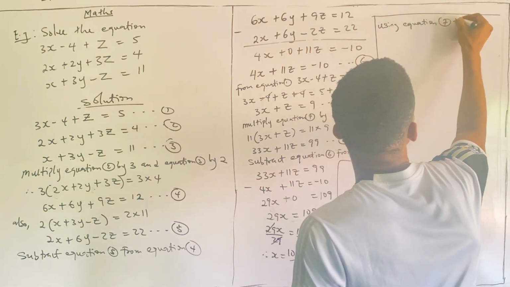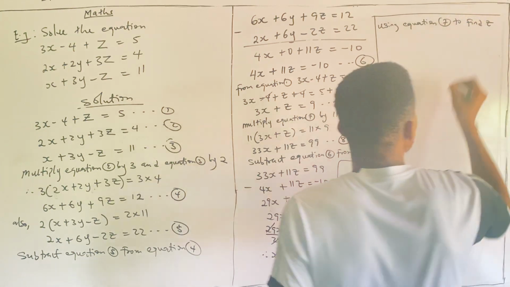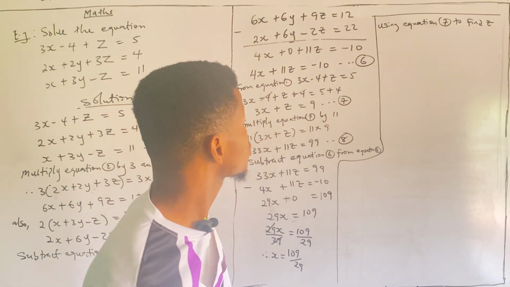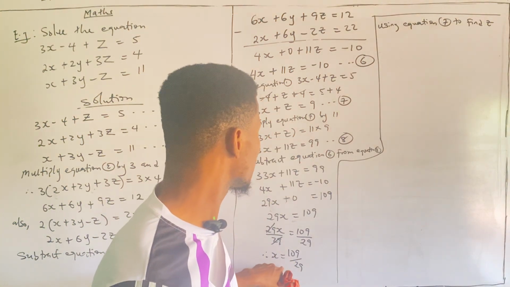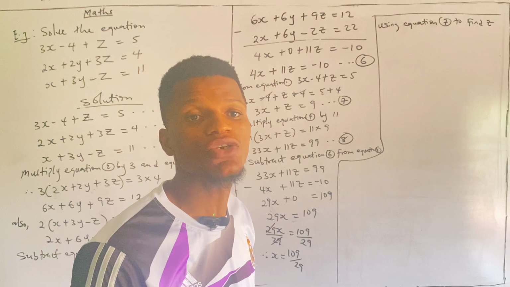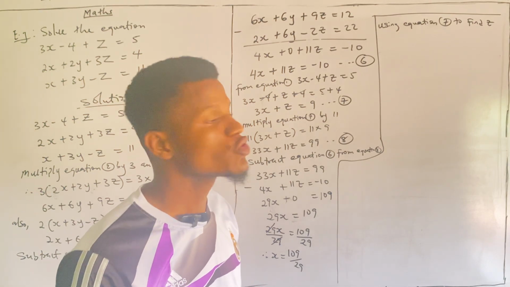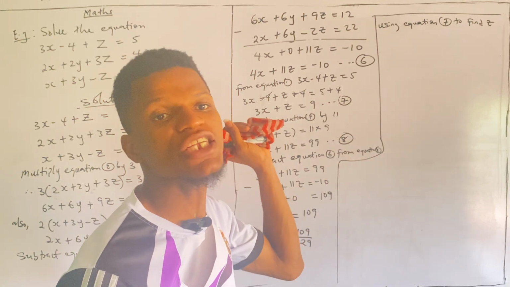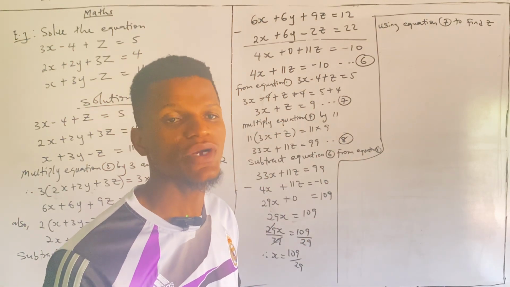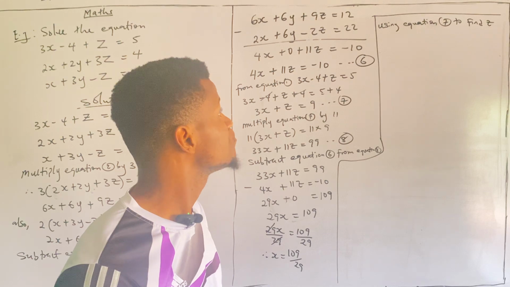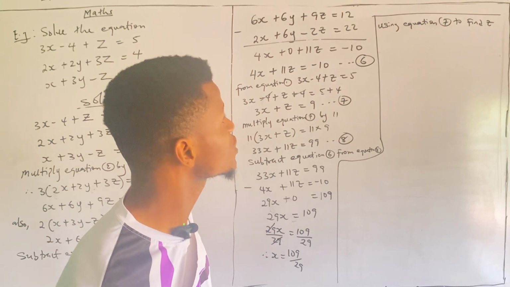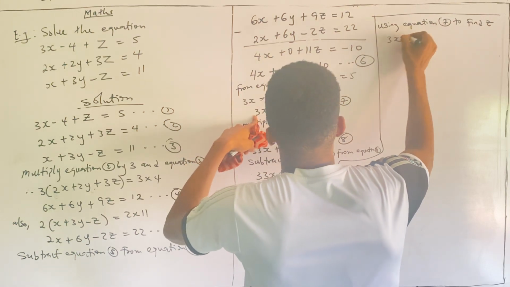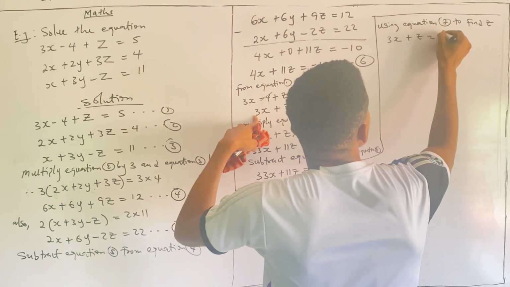Now remember, we are going to find x and z first before we can find y, because how we got this x is by using the simultaneous equations involving only x and z. So we need to find z. Then we can use the values of x and z, substitute in the equation that involves x, y, z, so we can find y. Okay. So using equation 7 to find z, our equation 7 says 3x plus z equals 9.